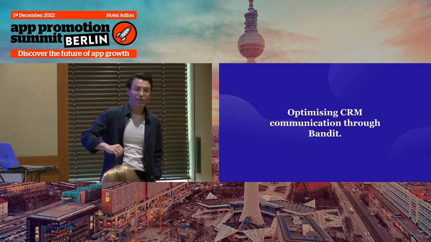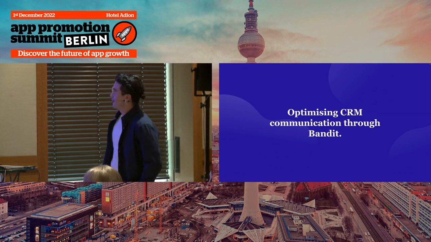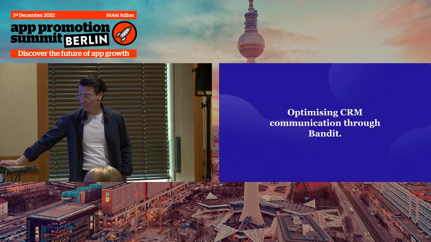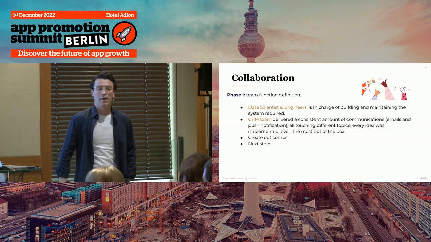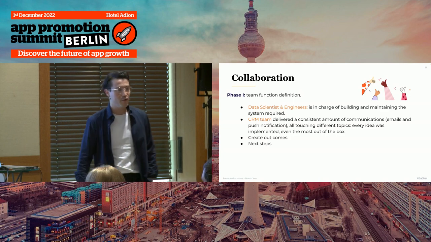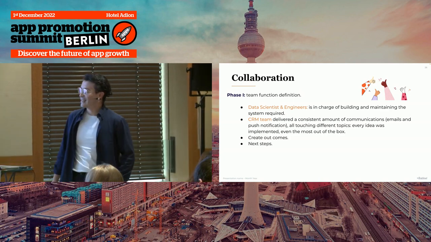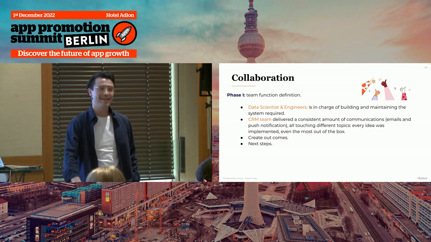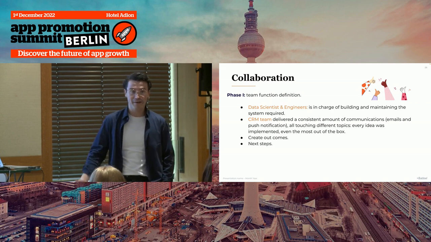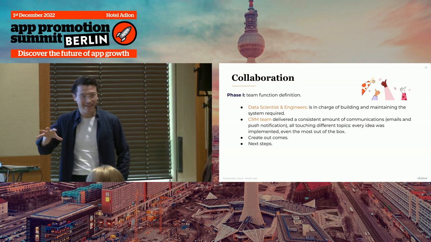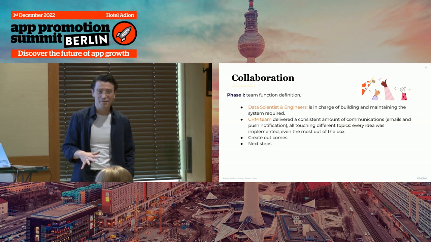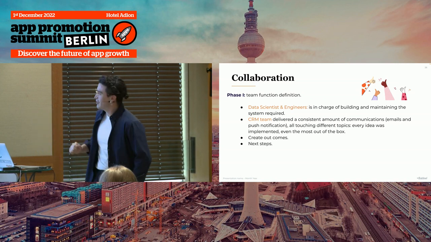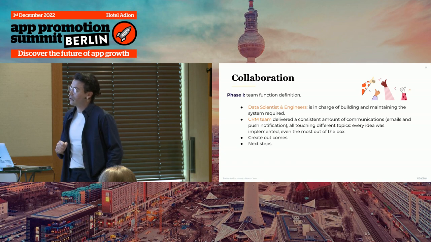Okay, we are in the third part of this talk: how to optimize CRM communication through the Bandit. First, I really suggest collaboration between your data scientists and engineers. If you have them, be friends with them. They are really nice. As a marketer, I'm not really techy in some parts, and they explain to you like you are a kid of 5 years how this type of algorithm or system is working.